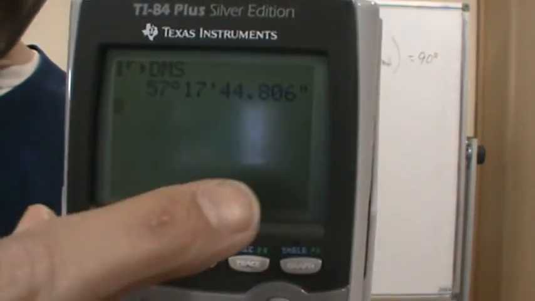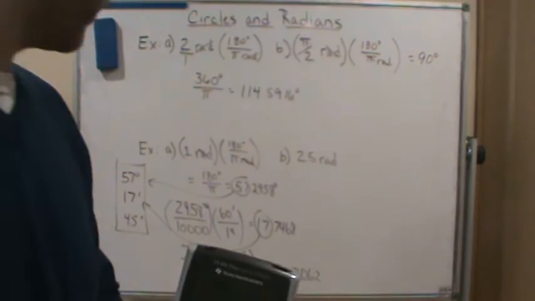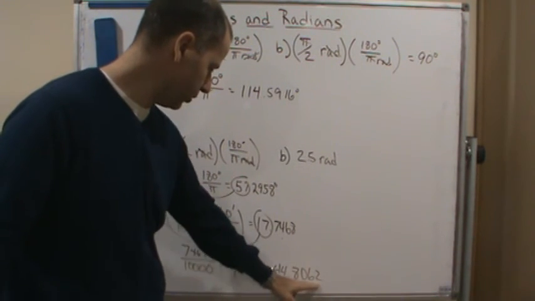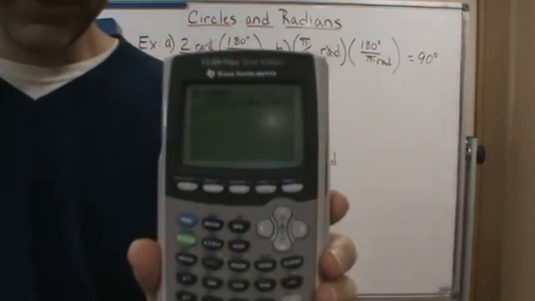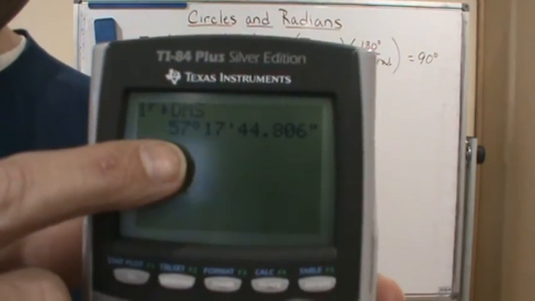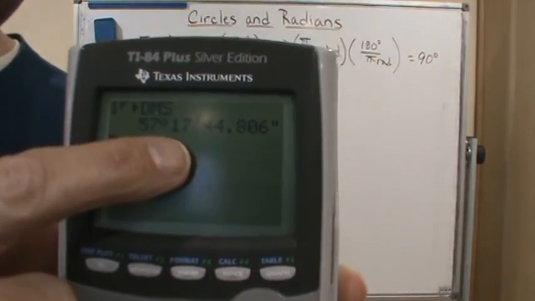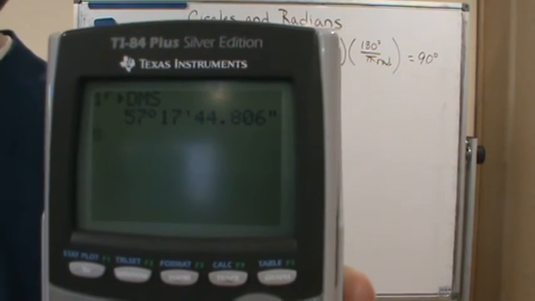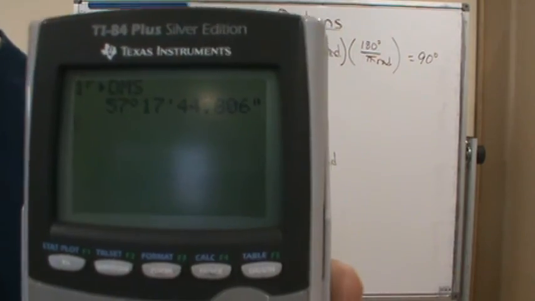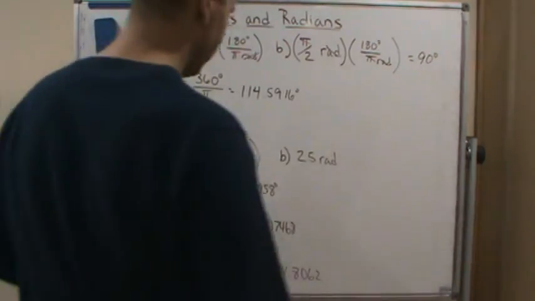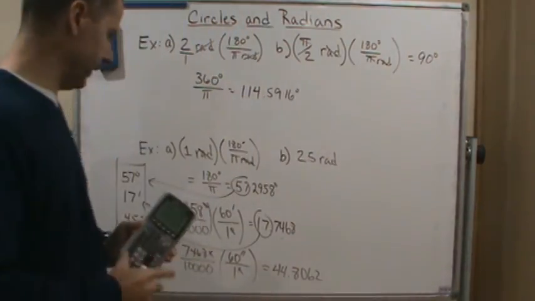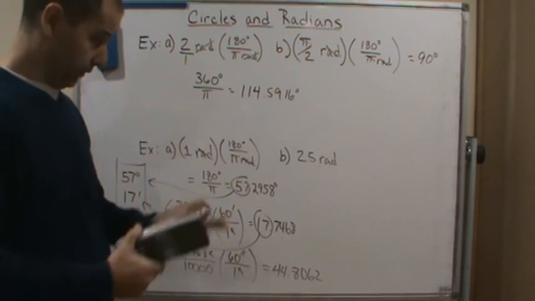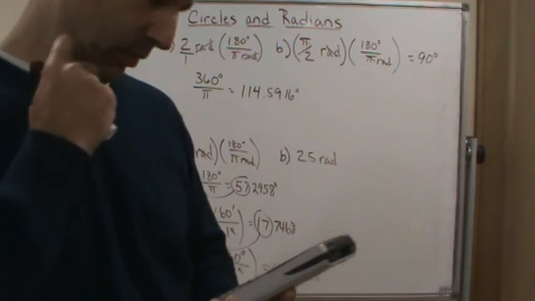In fact, it's even better because it gives me the 0.8062, right? So it gives me the exact answer. So it's 57 degrees, 17 minutes, 44.806 seconds. So not bad. Okay, now what about 2.5 radians? Well, instead of doing all this, which you could, let's just put it in the calculator. So let me go through it.